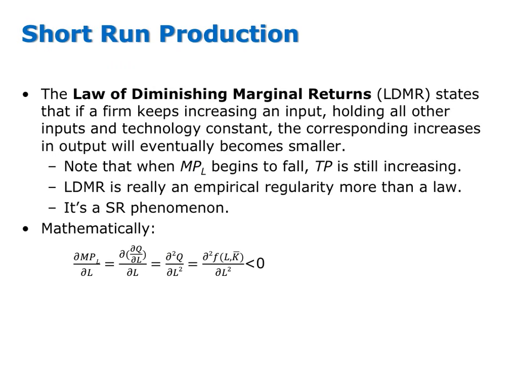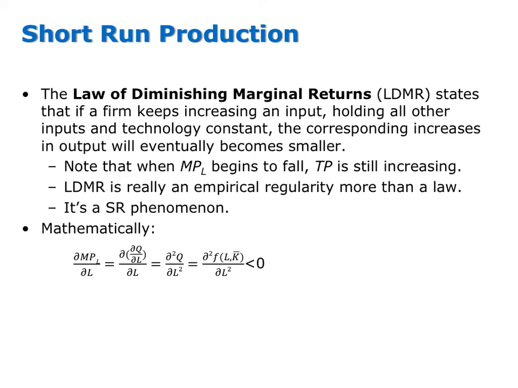Lastly, let's circle back to the law of diminishing marginal returns, which says that if a firm keeps increasing an input, holding all the other inputs and technology constant, the corresponding increases in output will eventually become smaller. When production exhibits diminishing marginal returns, marginal product is falling. But remember, if marginal product is positive, even if marginal product is falling, then total product is still increasing, but it's increasing at a decreasing rate.